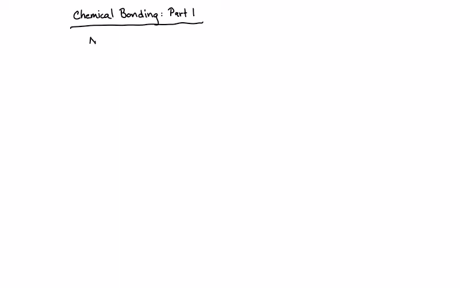So if you consider something like sodium and fluorine. Okay, now in both cases here we're looking at atoms. If we look at the Lewis structure for each one of these, we see that sodium is going to have one valence electron. Fluorine, we know, is going to have 7 valence electrons.